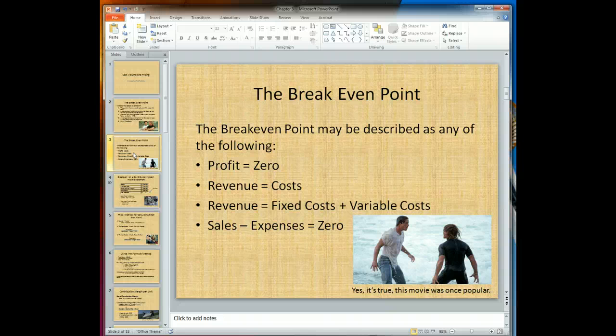Now, break-even is an important part of a company, right? We know that if you're below break-even, you're losing money. If you're above break-even, you're making money. So the break-even point, you can describe it in several different ways. One is where your profit is zero. Another way is your revenue equals your costs. Third way is if your revenue, we know that costs in this class consist of fixed cost plus variable cost, so fixed cost plus variable cost equal revenue, you're at break-even. And finally, sales minus expenses equals zero.